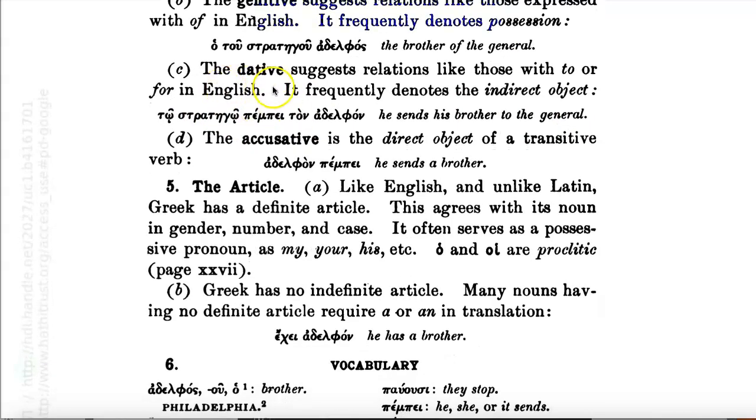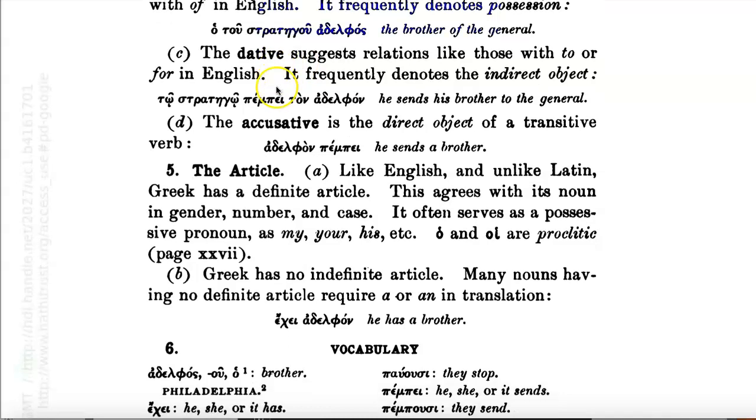Third one, the dative. The dative suggests relations like those with to or for in English. It frequently denotes the indirect object. So think of the dative as the to or for version. Here's an example. To stratigo, that's dative. It means to the general. To stratigo. Pempi, he sends, ton adelphon. He sends his brother to the general.